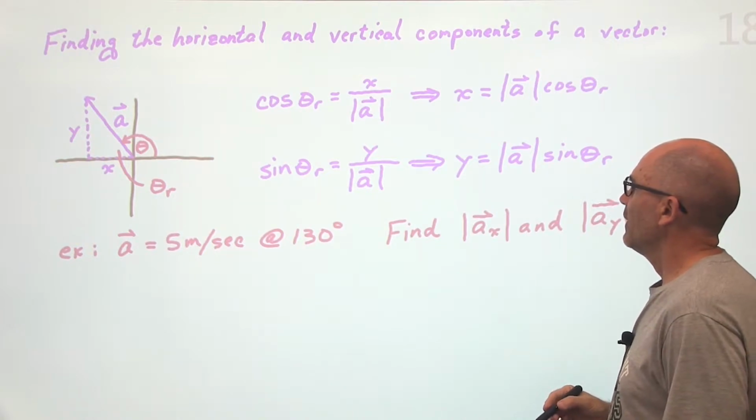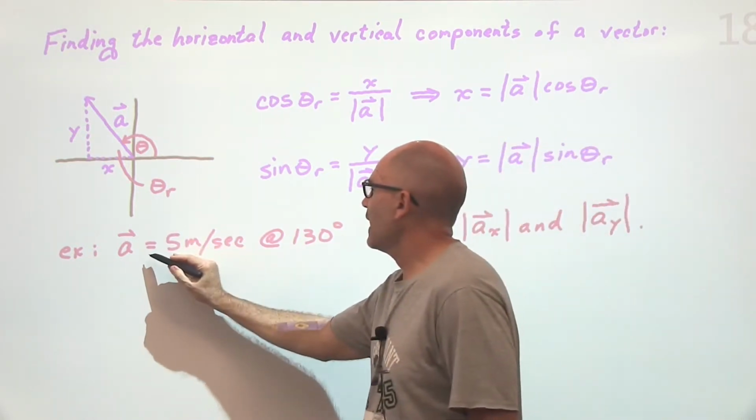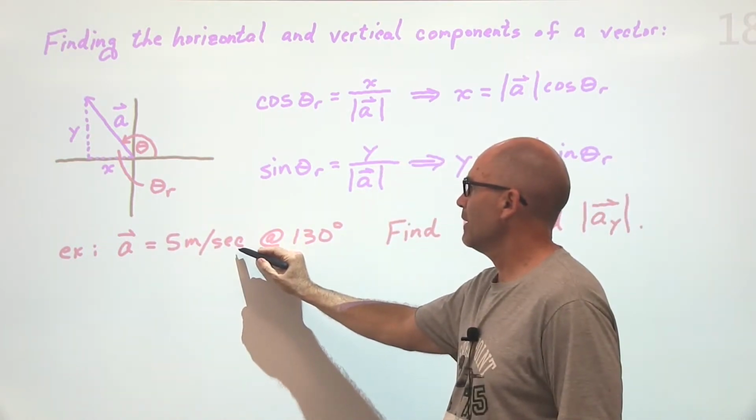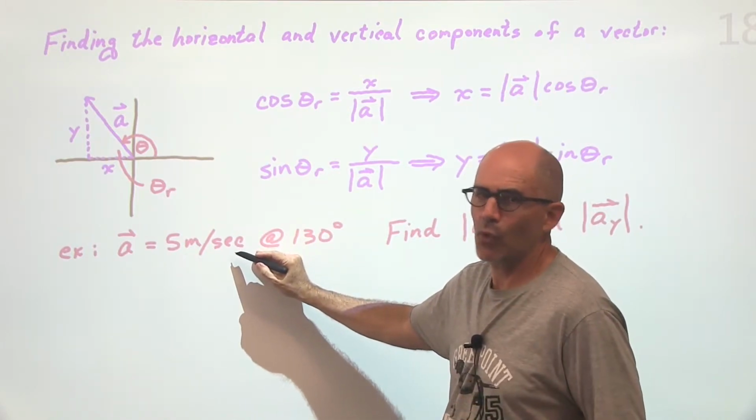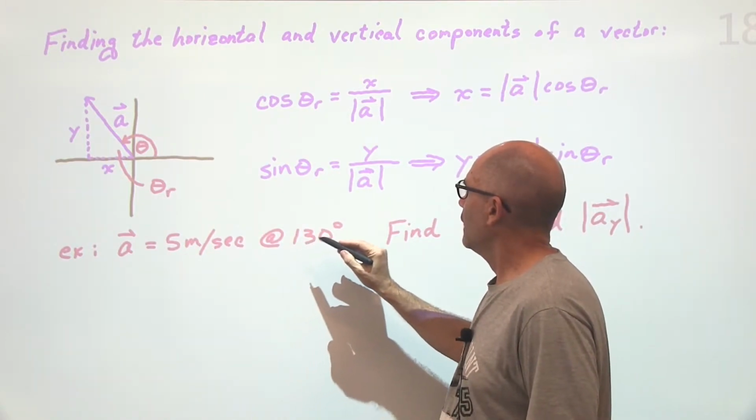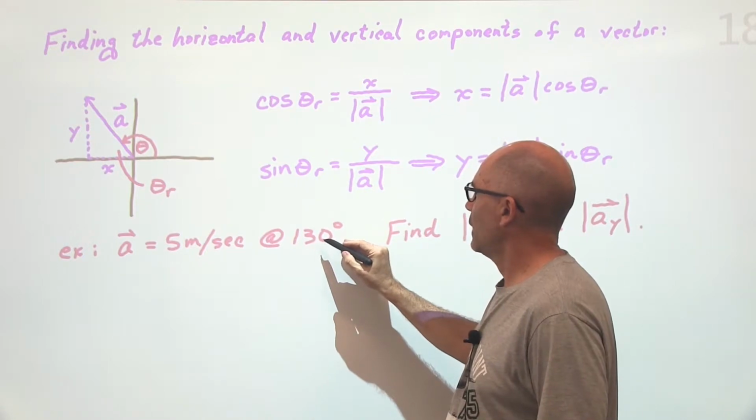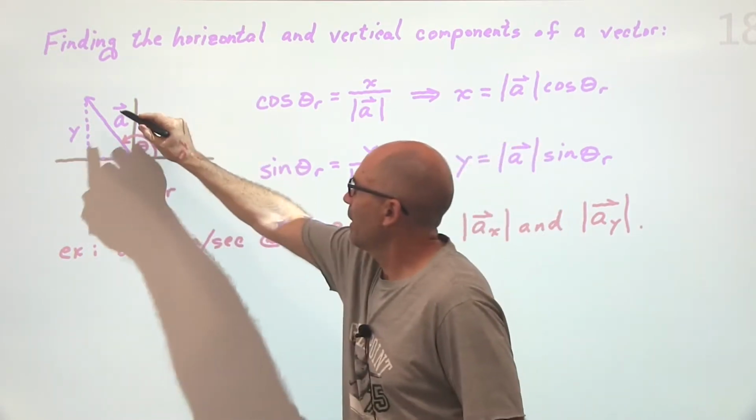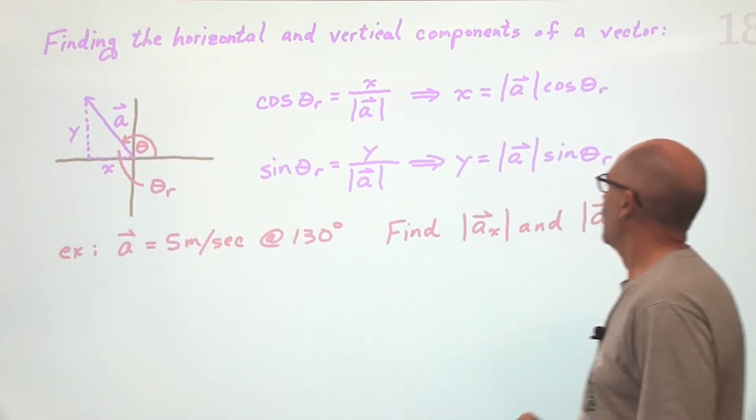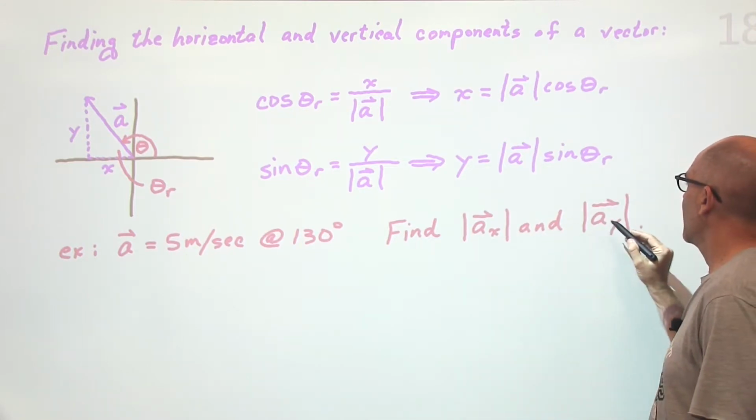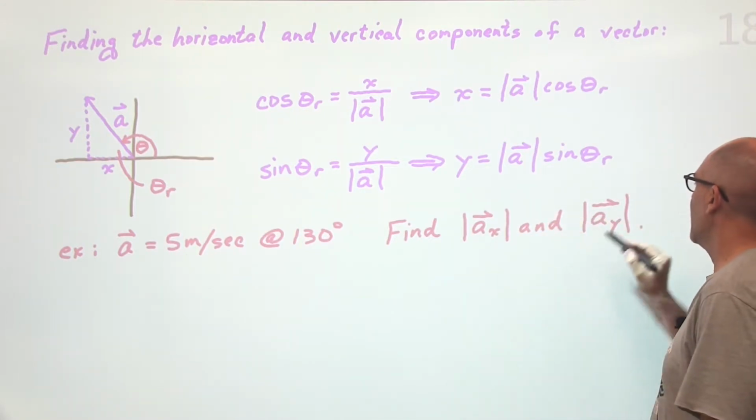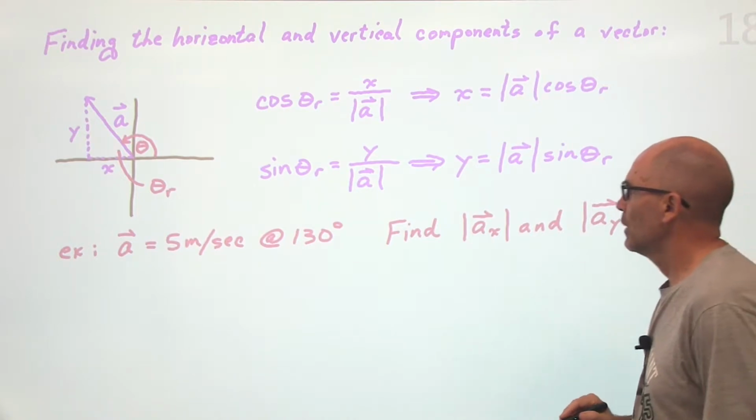We're given that vector A is 5 meters per second, so this vector is in France, of course, and the angle is 130 degrees. So that's basically what we're shown right there. Find the magnitude of the x direction and the magnitude of the y direction.